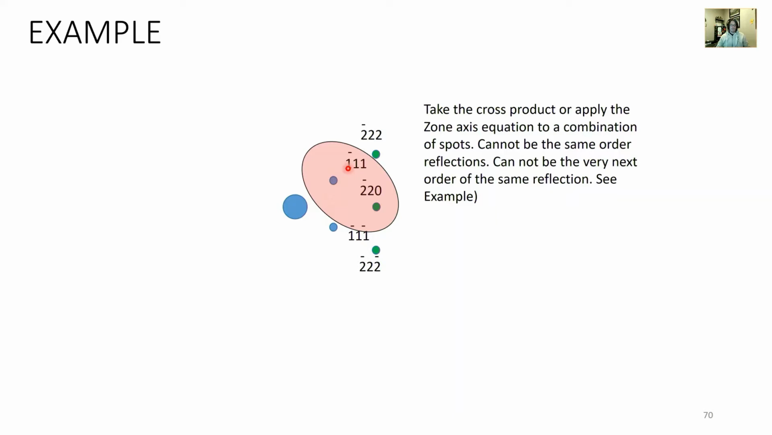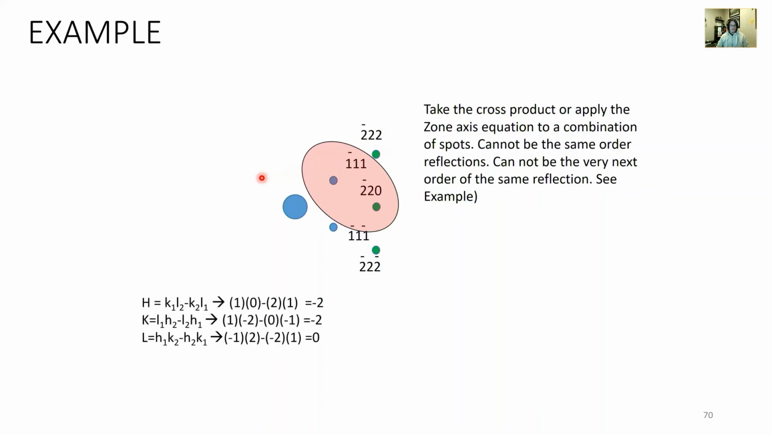Okay, so I can't use the very next reflection, and I can't use another one in the same order. So I can't use another 1, 1, 1 family to figure out the zone axis. If I pick this one, I can use this one and this one. Okay, so I can use a combination of these 3. But again, I can't use the same order. So I can't use another 1, 1, 1, and I can't use this -2, 2, 2. So let's kind of see the next example. I have kind of the truncated version of what I'm going to do.